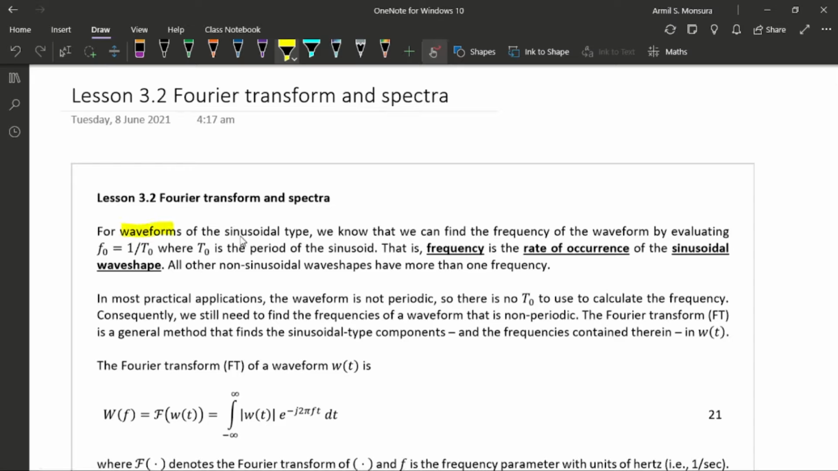For waveforms of the sinusoidal type, we know that we can find the frequency of the waveform by evaluating the reciprocal of the periodicity T0. That is, the frequency is the rate of occurrence of the sinusoidal wave shape, the rate at which your cycles are being repeated. Now, non-sinusoidal wave shapes have more than one frequency. We consider these non-sinusoidal waveforms to be what we call complex waveforms, and complex waveforms consist of more than one frequency.